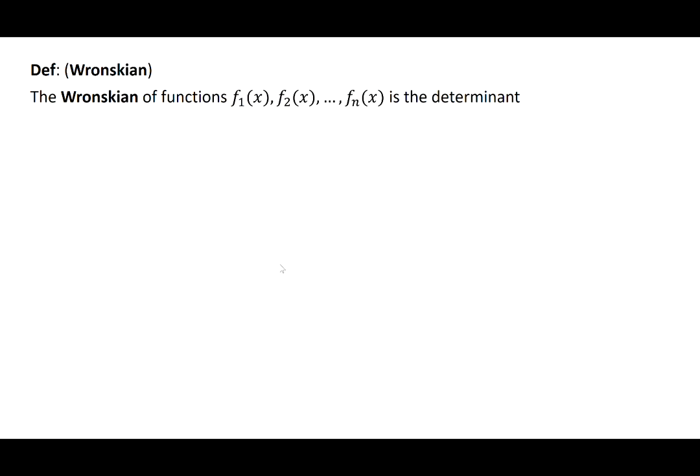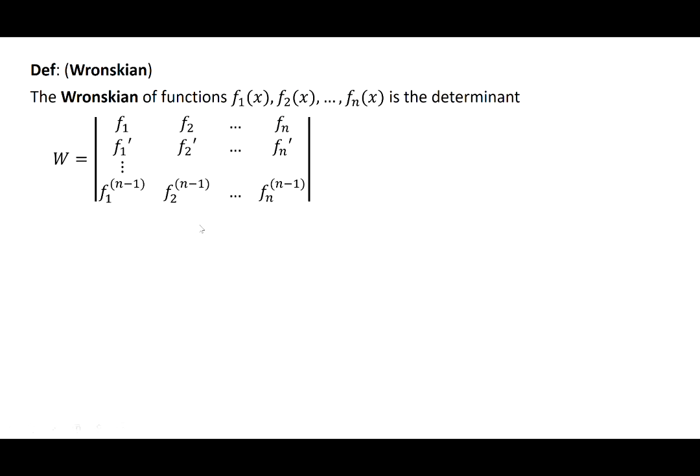Now, there's something called a Wronskian. The Wronskian of functions f1 through fn is a certain determinant. Those of you who are taking linear algebra or matrix algebra, you probably have bumped into this, right? So you need to find a determinant of a certain matrix. In the first row, we have the functions f1, f2, f3, f4, all the way up to fn. And in the second row, you will have f1 prime, the first derivative of f1, and first derivative of f2, and so on. And the second derivative in the third row, and so on. Finally, the n minus 1th derivative in the last one.